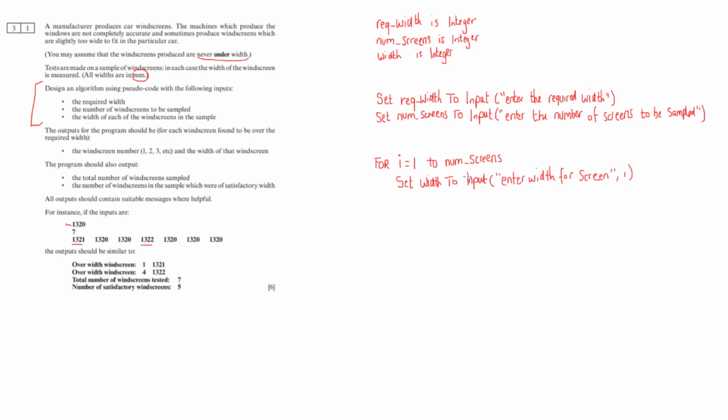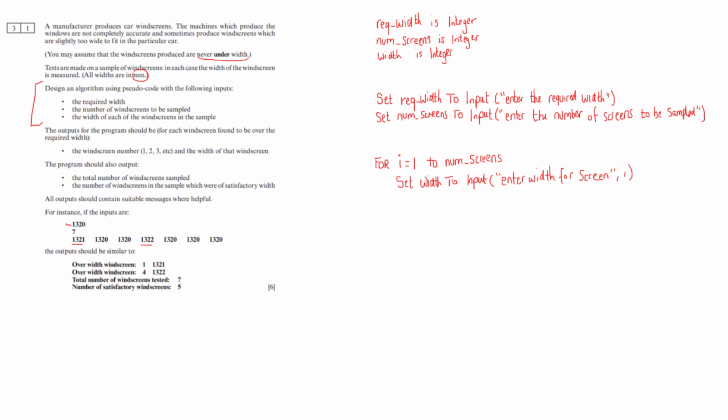Now you'll see I've put input, enter the width for screen, close speech mark, comma I. That's concatenating two variables together, or a string and a variable, should I say. So enter the width for screen, and when I is 1, it'll say for screen 1, it'll loop around, and I will change to 2, gets incremented, so I is then 2, then 3, then 4, then 5, then 6, then 7, using our test data.